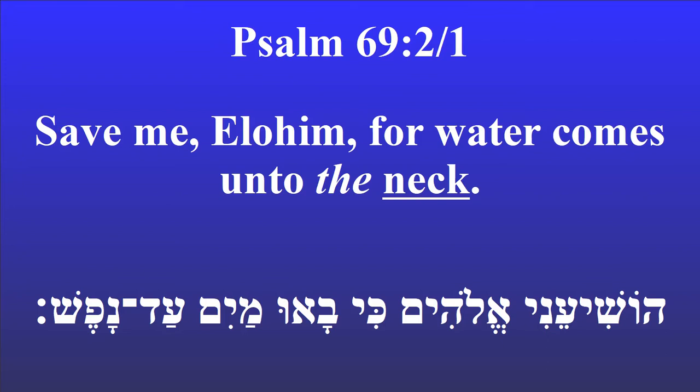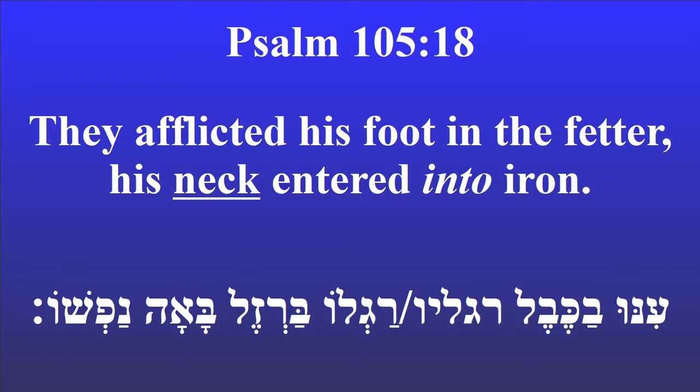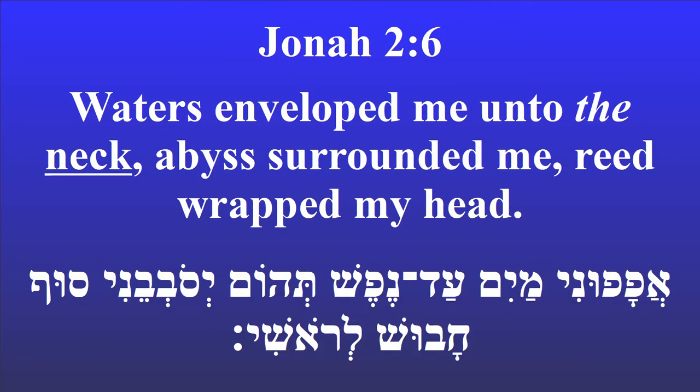Of course, throat could be applicable there as well. This is an example you see a number of times in the text, and we're going to see another one of those shortly. In Psalm 105:18, we have, "They afflicted his foot in the fetter, his neck entered into iron." So this might be understood as someone being bound and literally having the neck being bound here. And then, as alluded to in Jonah 2:6, "Waters enveloped me unto the neck. Abyss surrounded me, reed wrapped my head." So we have examples of throat and we have examples of neck.